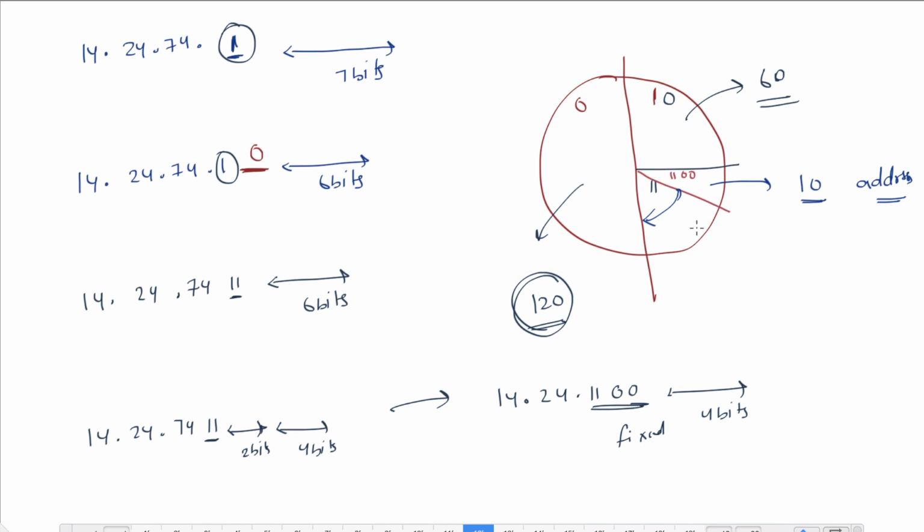So we have fulfilled our requirement, which means we now know a block which is having an address of 120. We now know a block which is having an address of 60. We now have a block which is having 10 hosts or 10 addresses. Like basically total addresses are 16 addresses, but that is okay. So this is subnet 1, this is subnet 2, this is subnet 3, right?